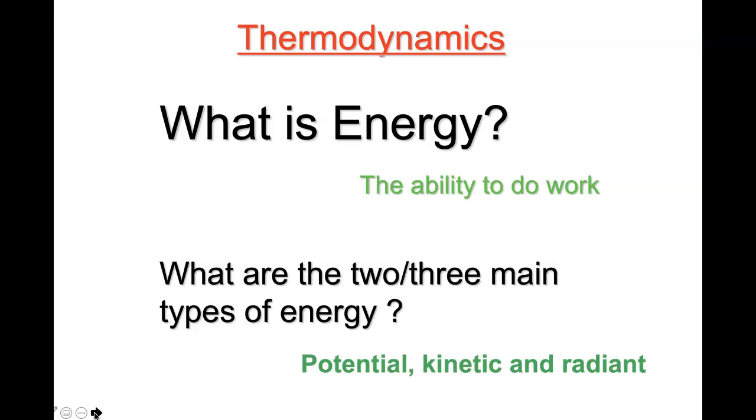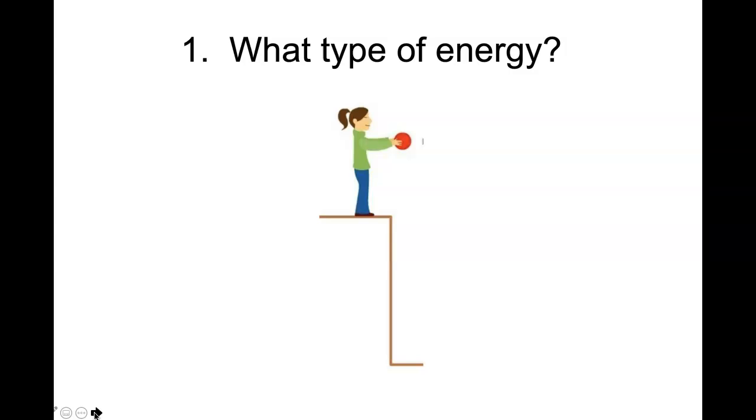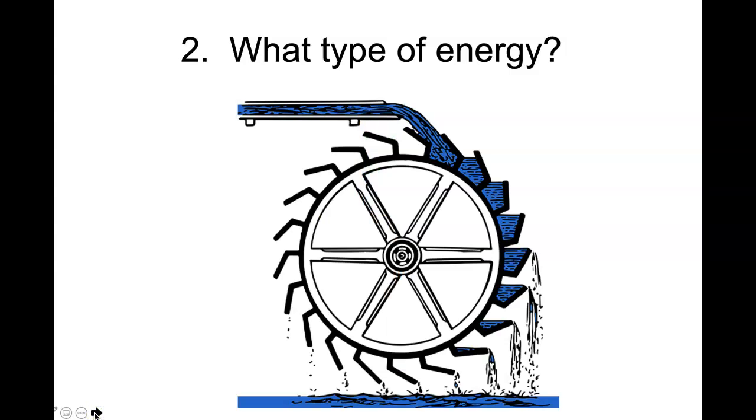So let's first kind of assess what you already know about that. So I've got 5 quick questions for you. The first one is, what type of energy does this ball have right here? It's sitting there in the girl's hand. Would it have potential energy, kinetic energy, or radiant energy? Just jot it down and we'll take a look at them in a second. How about this water in this wheel? Apparently we used to have tons of these on Delmarva. We don't now. What type of energy does that water have?